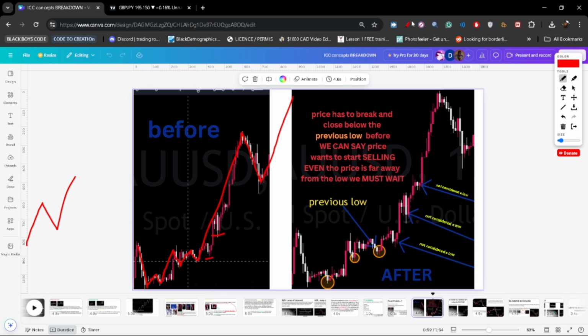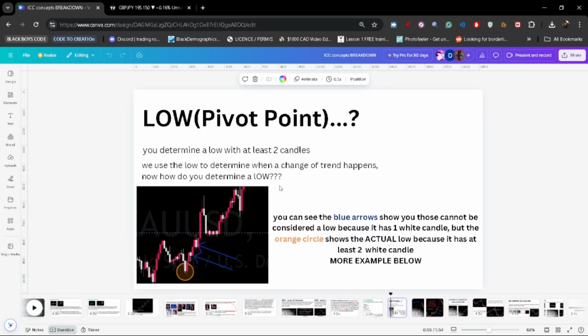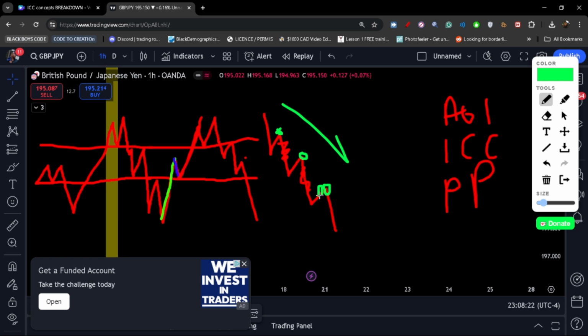So a pivot point has to be quantified by having at least two candles of the opposite trend. For example, in the case of an uptrend, price needs to have at least two sell candles to quantify that low as a pivot point. In the case of a downtrend, price needs to have at least two buy candles to quantify that as a pivot point.